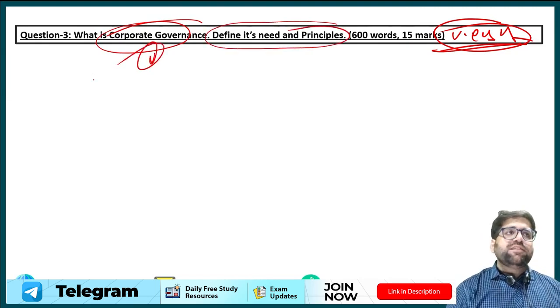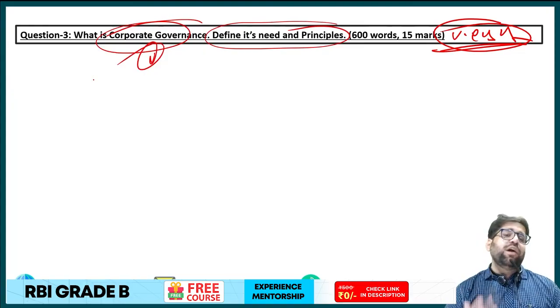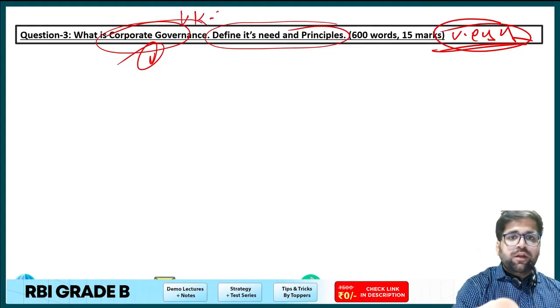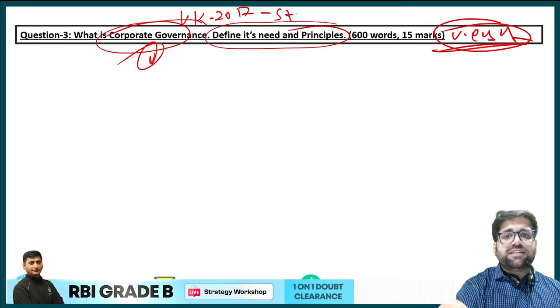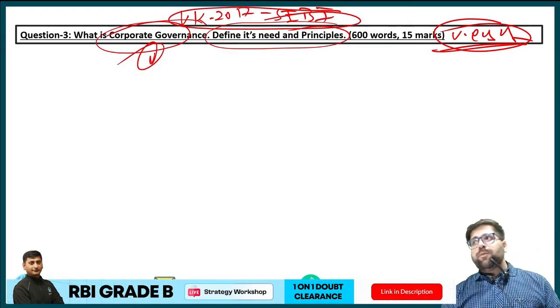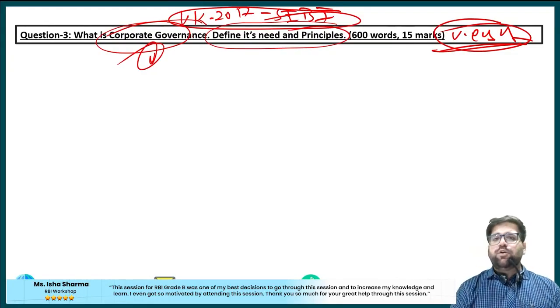Now, many people will ask how you have to define corporate governance. Remember one standard definition, and remember who has given that definition. For example, the Uday Kotak Committee, which was set up in 2017 by SEBI. If you are reading the RBI syllabus, corporate governance is a big chunk of it. So remember that definition given by the Uday Kotak Committee.